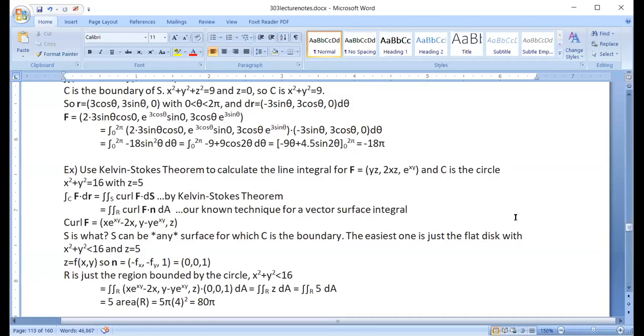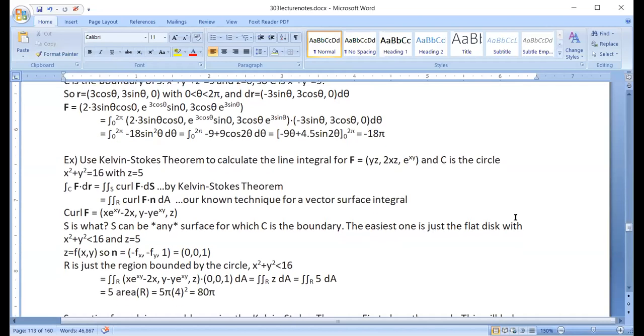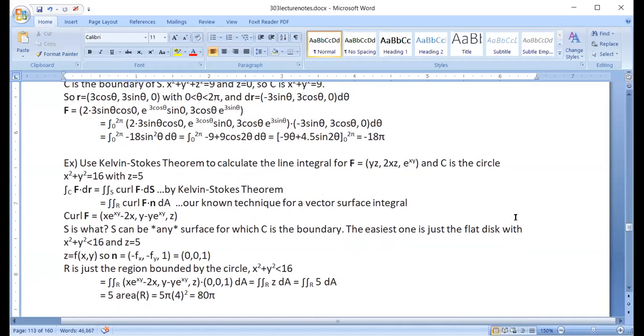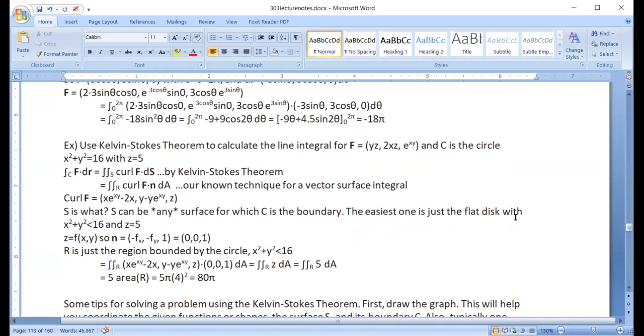So at this point, we've done a number of examples where we've used Kelvin-Stokes theorem to calculate an integral, either converting a line integral into a surface integral or converting a surface integral into a line integral. So what I want to do now is make some observations about Kelvin-Stokes theorem, sort of more broad in nature.